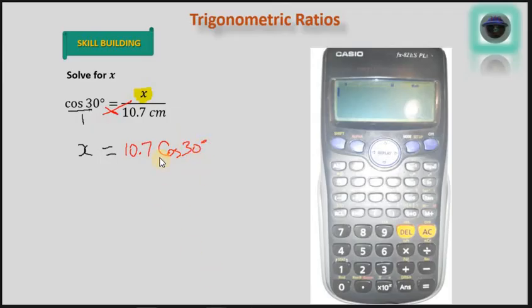We don't have to use the multiplication symbol. As long as we have the quantity and the cosine of 30 degrees, it implies that they're already multiplying. So we don't need to put the times symbol. Now let's see how we do that in our calculator. 10.7 multiplied by the cosine of 30 degrees. We may put a bracket here. So let's look at that.